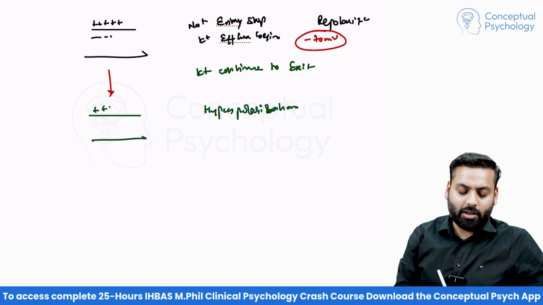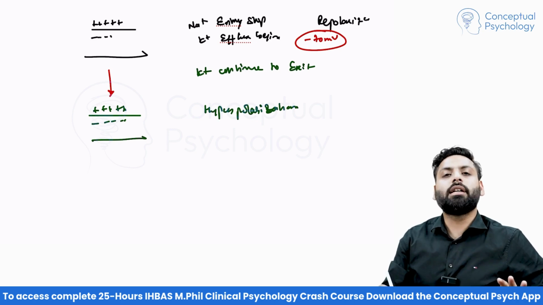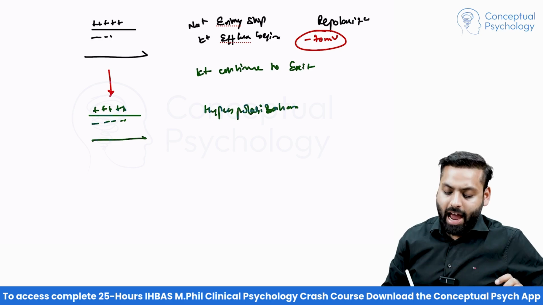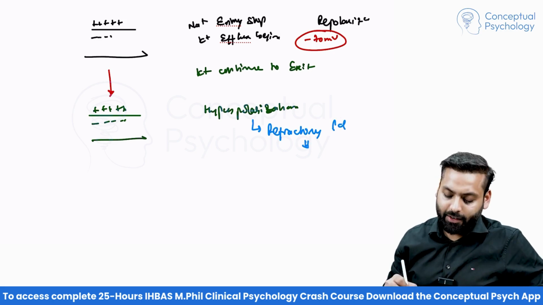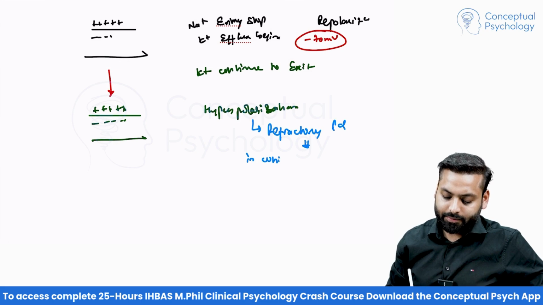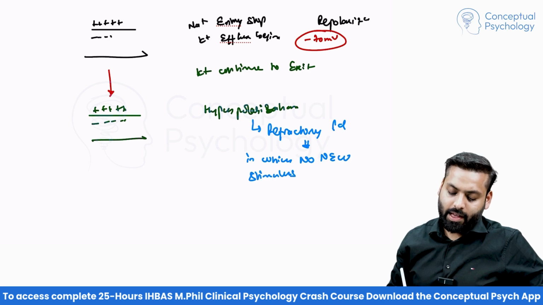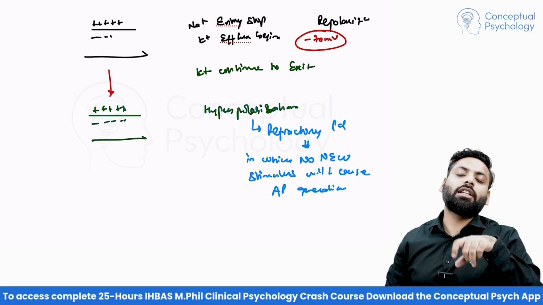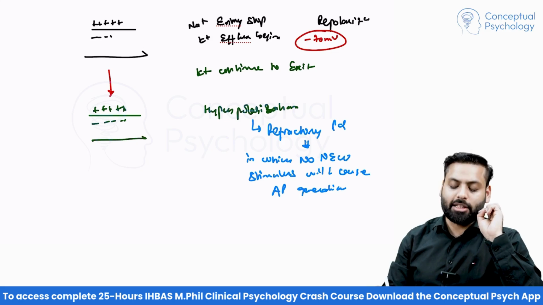In hyperpolarization also, outside is positive, inside is negative. Okay, understood? Hyperpolarization. And the hyperpolarization phase clinically correlates with the refractory period. Refractory period is the period in which no new stimulus will cause action potential generation. That is, if the nerve is in this phase, even if you give a stimulus, it will not lead to action potential.